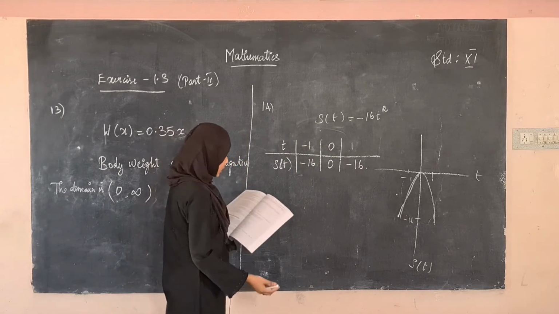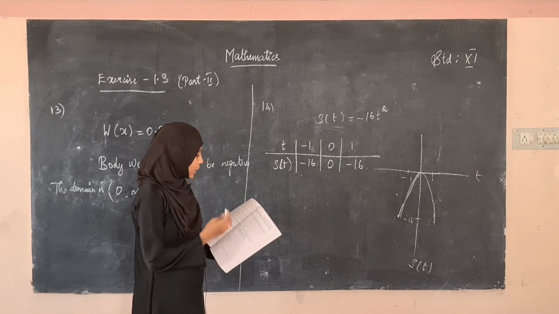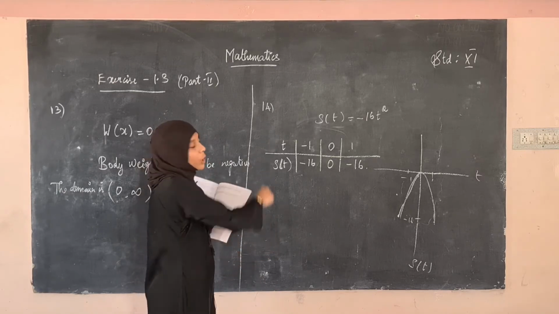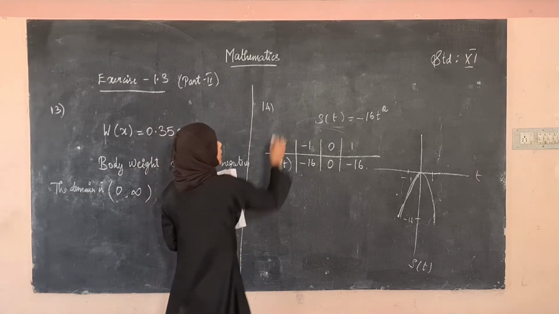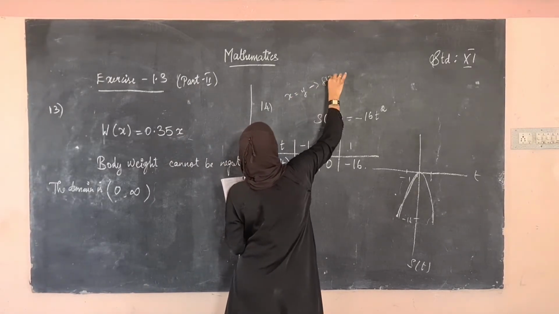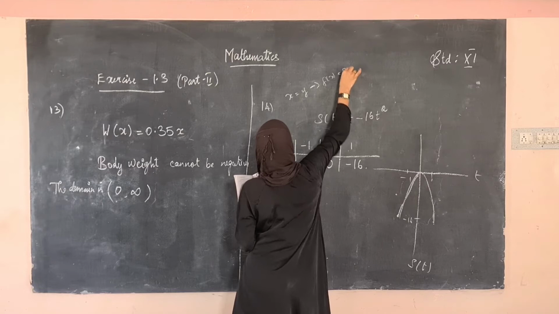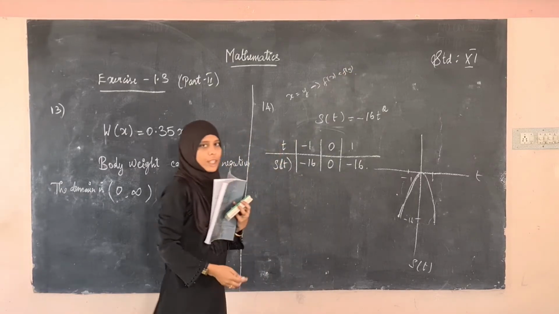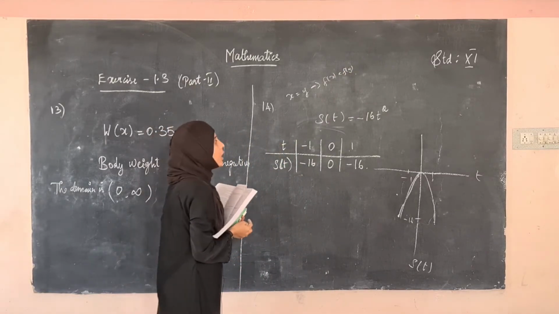Okay, so this is the graph, and they have asked us to determine whether this function is 1 to 1. What's the 1 to 1 condition? If x is equal to y, then f of x should be equal to f of y. This is the 1 to 1 condition. If this condition is proved, we can say that the function is 1 to 1.